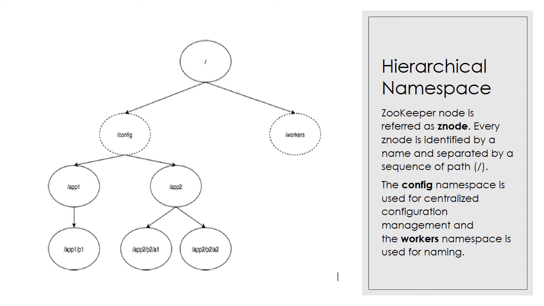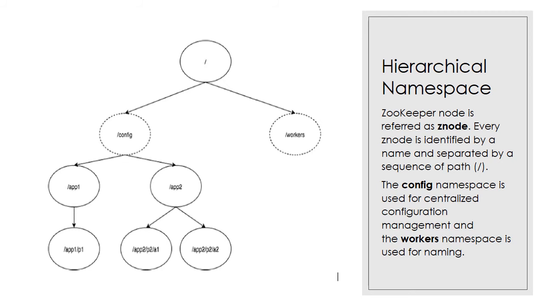Then for the hierarchical namespace, we find that the Zookeeper node is referred to as Z node in short. Every Z node is identified by a name and separated by a sequence of path, which is a slash. The config namespace is used for centralized configuration management, and the worker namespace is used for naming. So configuration and naming, these are some of the duties which are done by the Zookeeper application.